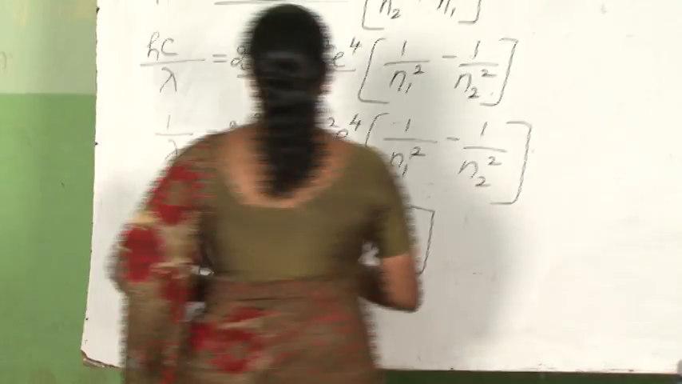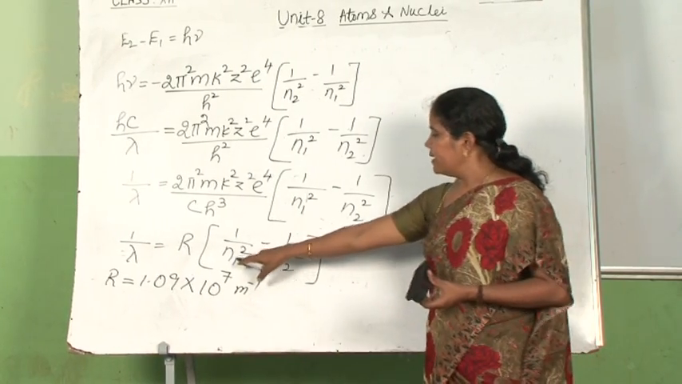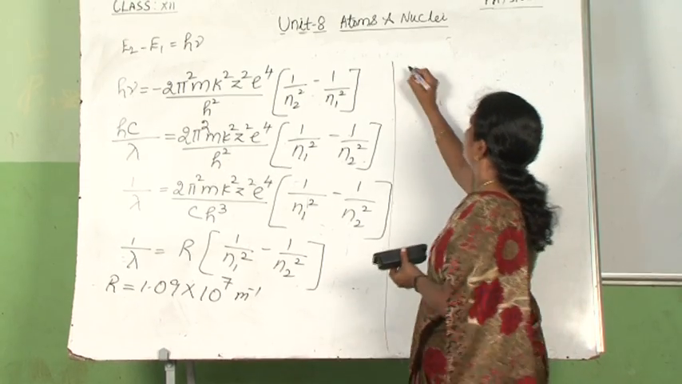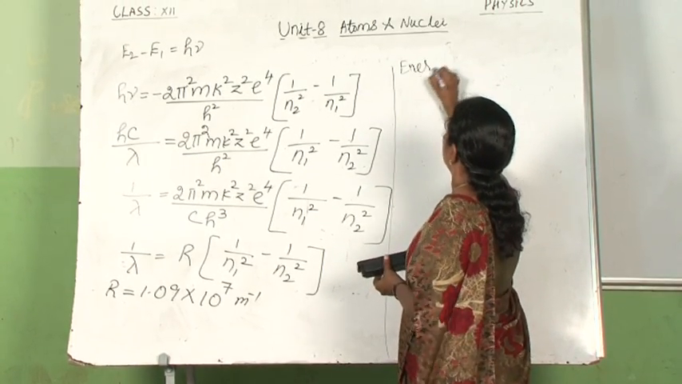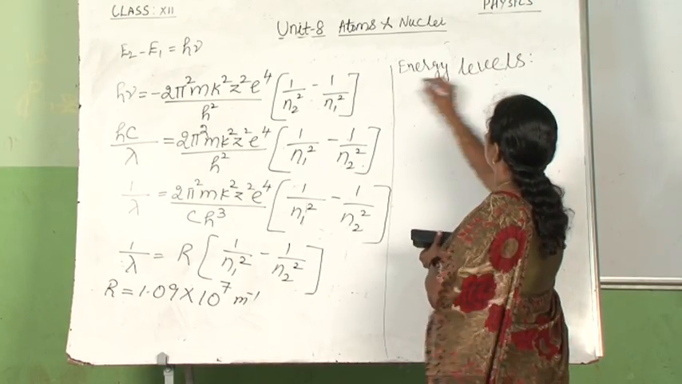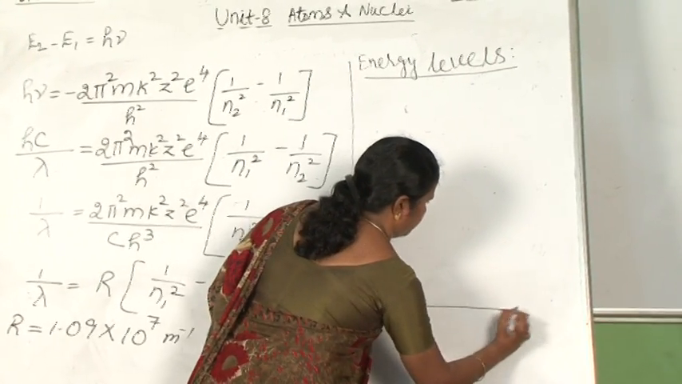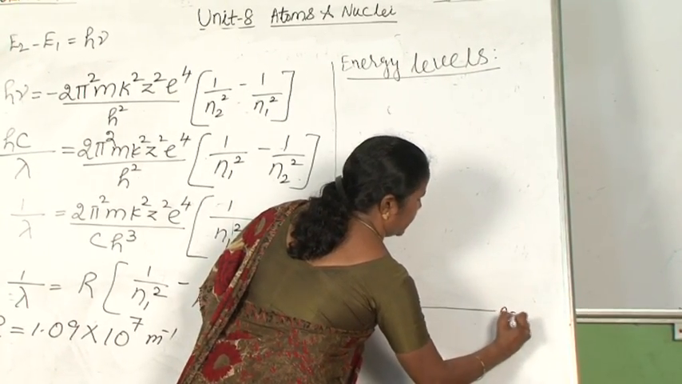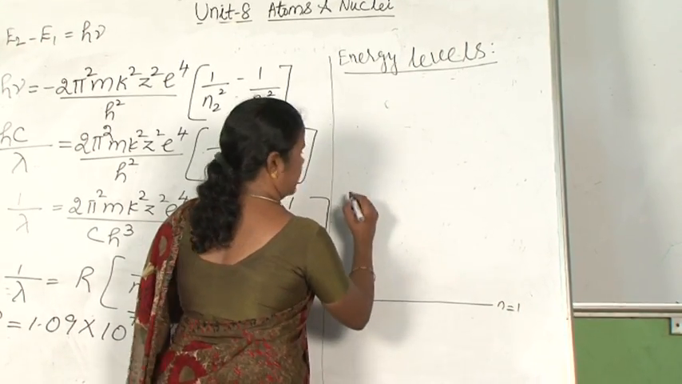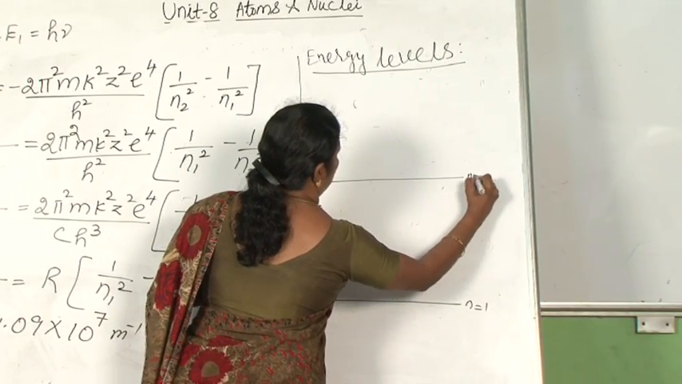So, while solving the numericals by using the Rydberg constant and n1 and n2, to find out the energy levels of hydrogen atom, the spectral series: for n is equal to 1, that is E1, the energy will be minus 13.6 electron volt. Then this is n is equal to 2.